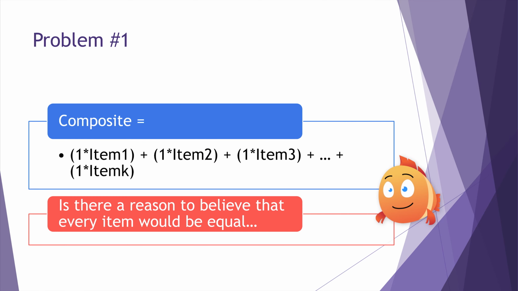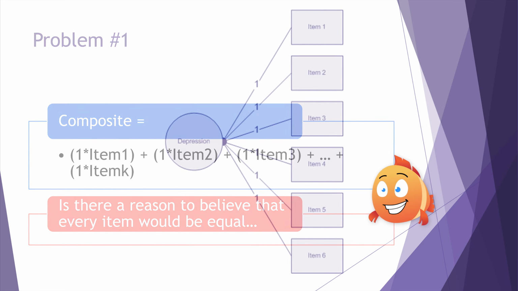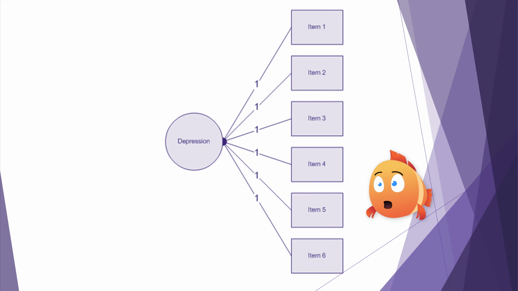Alright, so I've already kind of illustrated this piece here, but that composite is making a very strong assumption that every item is equally important. Is there a reason to believe that every item is equally important, and equally good as it relates to the intended concept? No, there's not a really good reason.